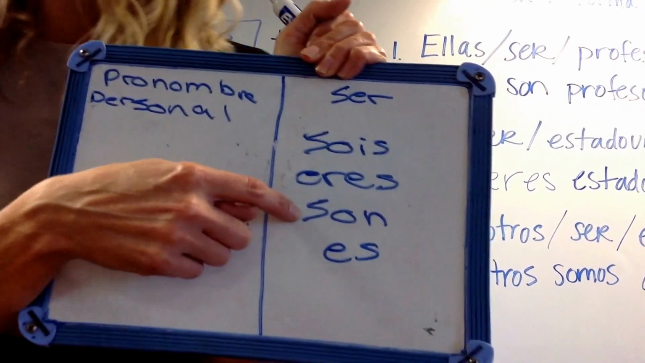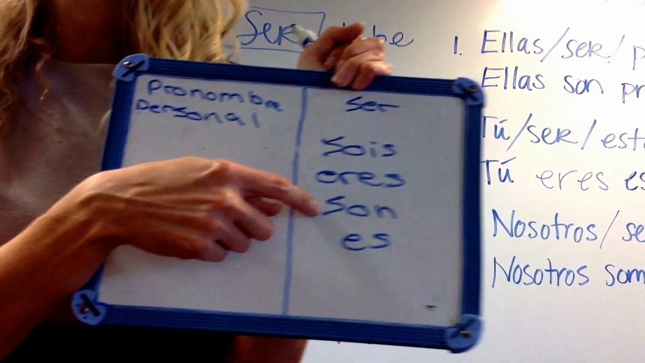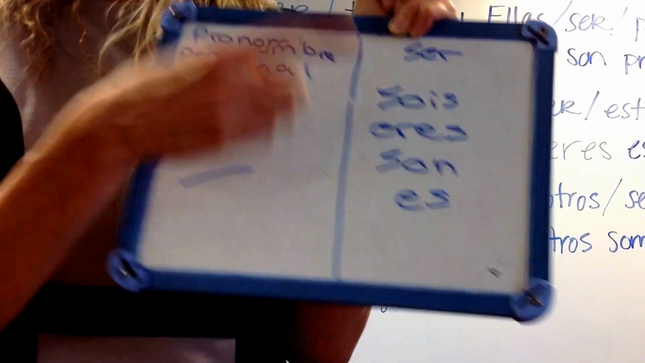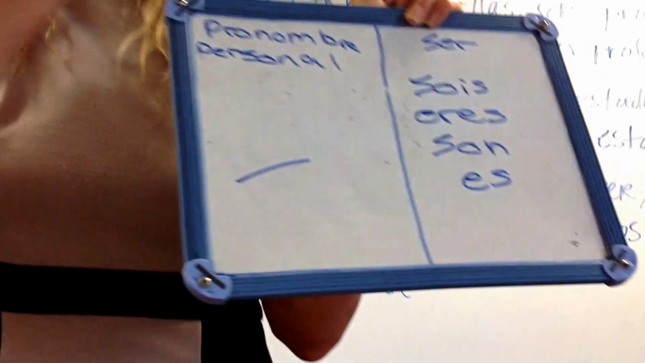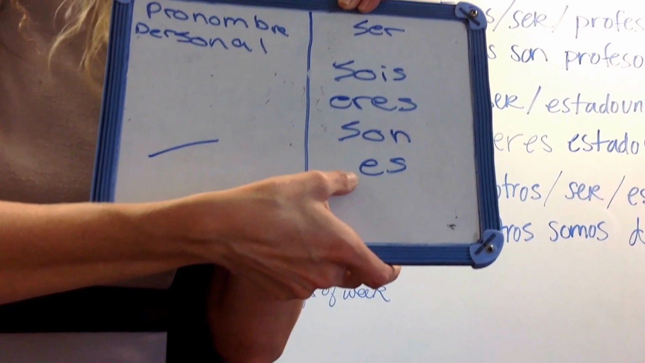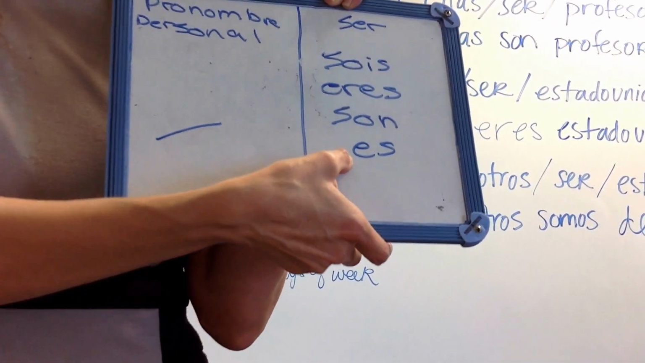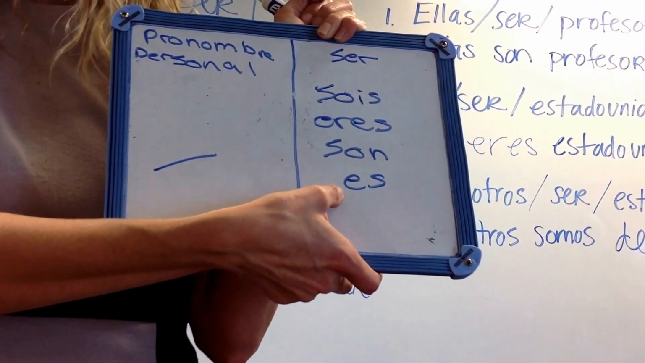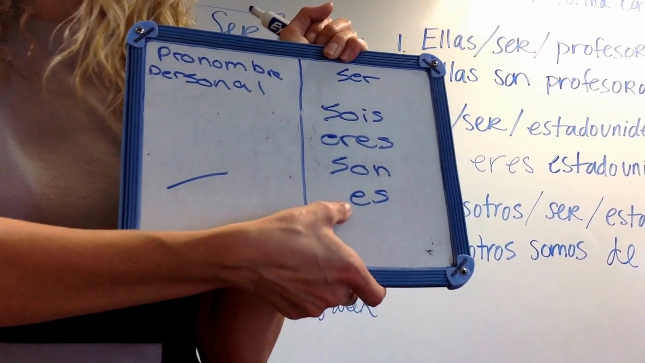Son, what is son? What personal pronoun would son go with? Ustedes. What does ustedes son mean? You all formal are. And what personal pronoun would go with es? Usted. What does usted es mean? You formal are.